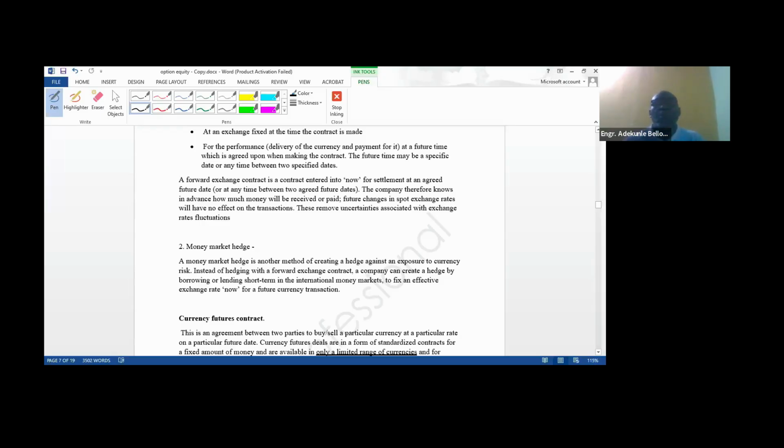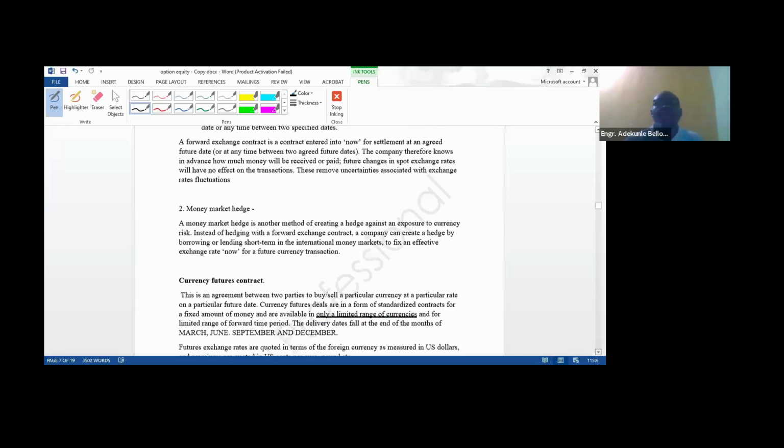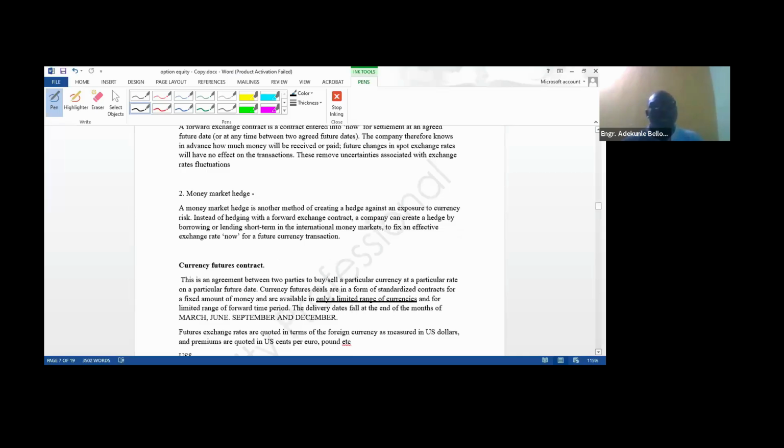Number 2, money market hedge. What is money market hedge? Money market is an alternative to forward contracts.